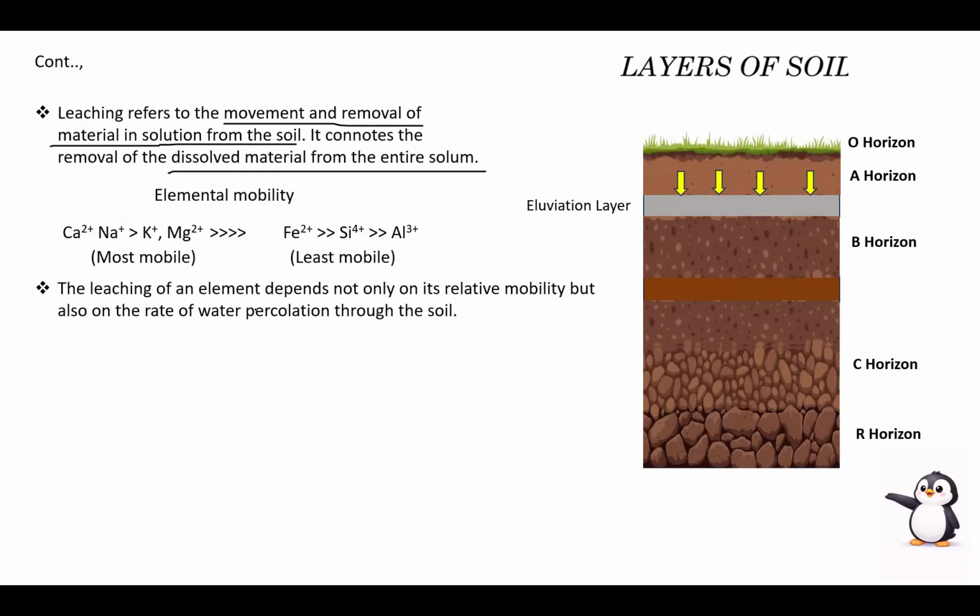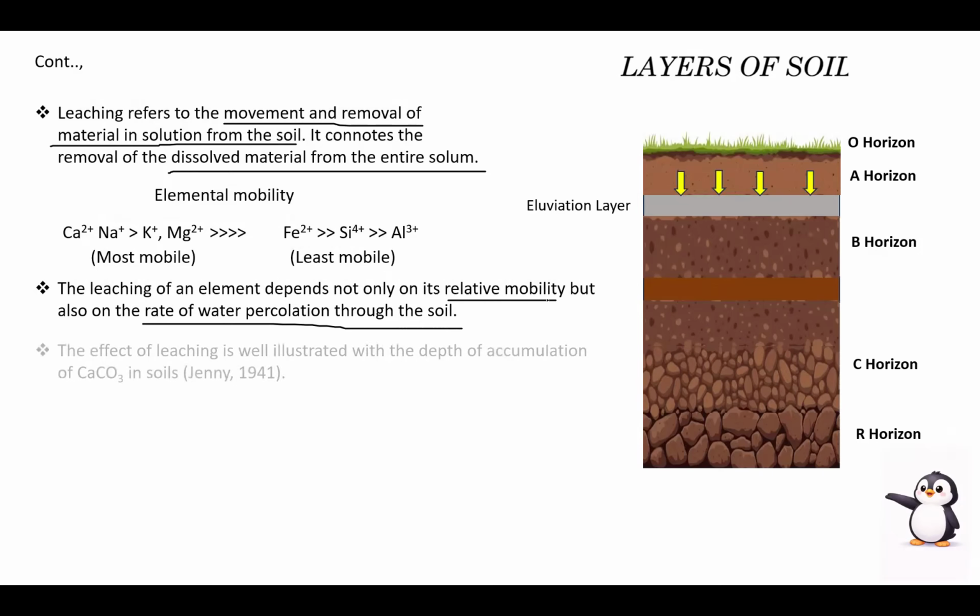So the mobility of different elements varies in this eluviation process. The leaching of an element depends not only on the relative mobility, but also on the rate of water percolation. Whenever there is rainfall or water percolation, this washing out of whatever particles are present here depends not only on the relative mobility of the cations or elements, but also on the movement of water through percolation.